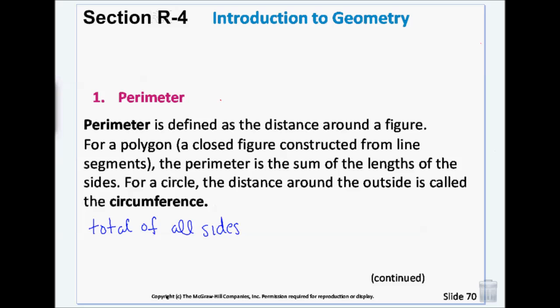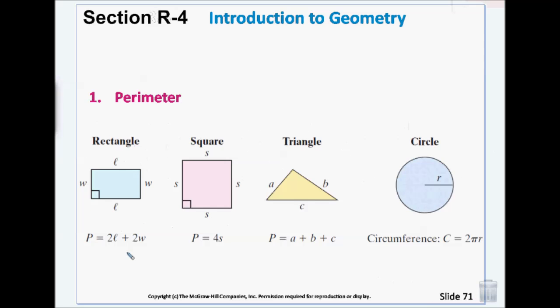Okay, so L for length, W for width. So you have 2 lengths and 2 widths. So the formula is 2 times the length plus 2 times the width. Or again, you can just add up length plus width plus length plus width, add up all the sides.